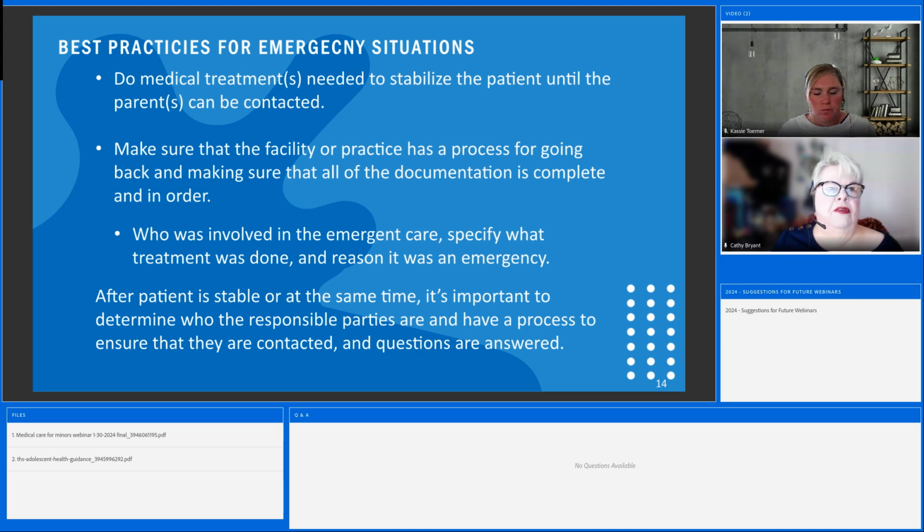Make sure that you have processes in place for going back and making sure the documentation is complete of when you tried to make the calls, what the response was, that type of thing. And by all means, after the patient is stable, it's important to determine who the responsible party is and have a process to ensure that they are contacted and questions are answered about the care that you've already rendered.